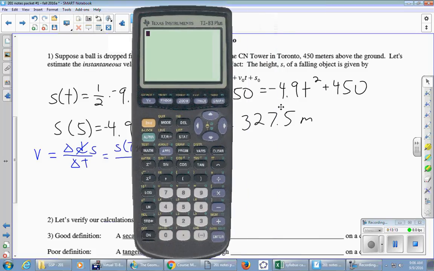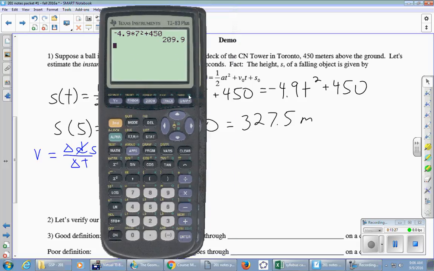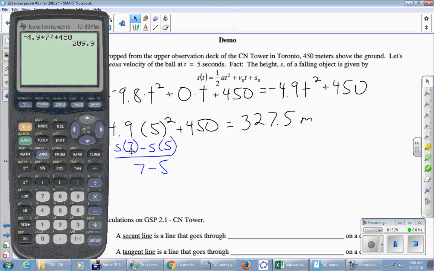What does that mean? That means plugging 7 in for this t. So negative 4.9 times 7 squared plus 450. The height of the object after 7 seconds is 209.9 meters. So I could just plug that right in here. That's 209.9. We've actually already done s of 5. What is it?